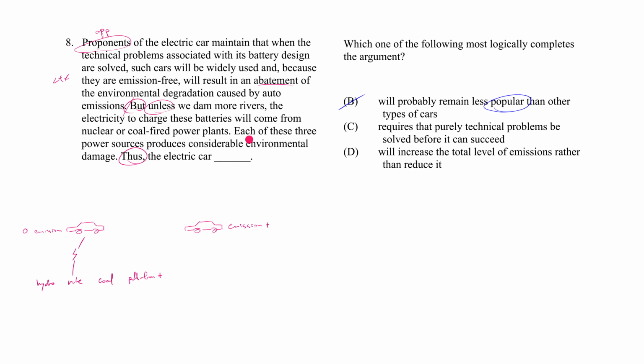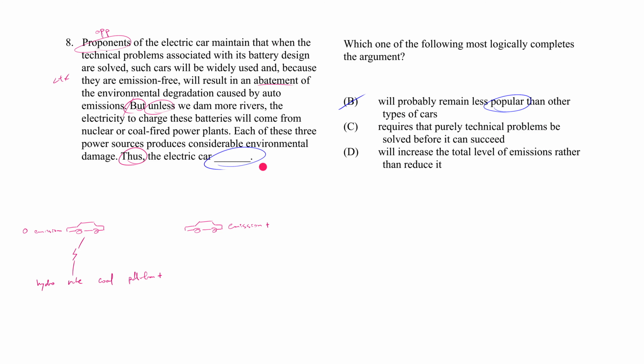Let's move on to C. Thus, the electric car requires that purely technical problems be solved before it can succeed. Well, somebody in here would agree with this because somebody in here pretty much said it. And that's the proponents. The proponent's like, yeah, I just said that. We have technical problems associated with battery design. We do need to solve them, but once they are solved, then something, right? And C is kind of parroting that point. Requires that purely technical problems, for example, battery design, be solved before it can succeed.